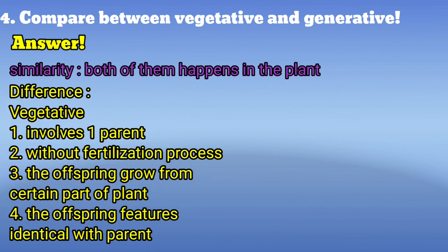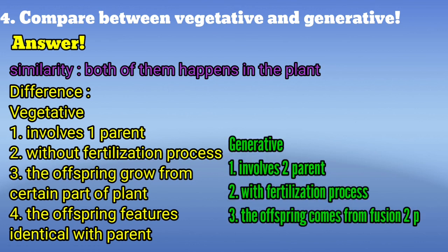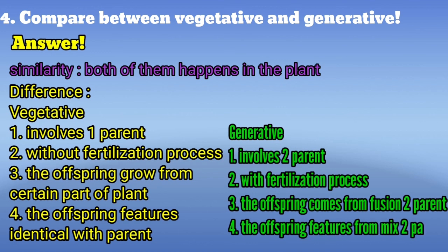The differences: vegetative reproduction involves only one parent. Without the fertilization process, the offspring grow from a certain part of the plant. The offspring's features are identical with the parent. Generative reproduction involves 2 parents. With the fertilization process, the offspring comes from the fusion of 2 parents, and the offspring's features are mixed from the 2 parents.